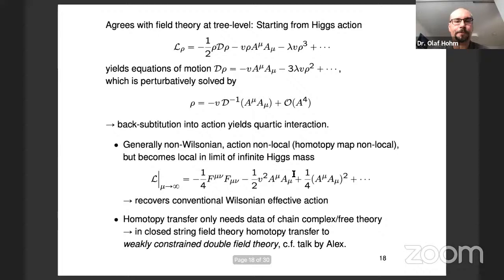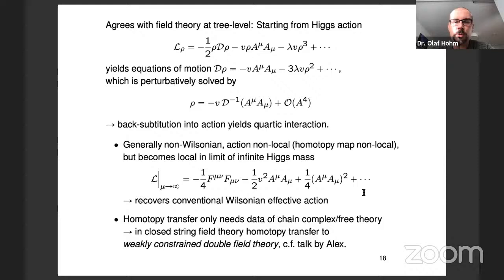Now, just as a side remark, you should think of this as a generally non-Wilsonian effective action, because we did not care here whether the field we integrated out is much more massive than the one we keep, or any conditions of that kind. And if you don't have conditions of that kind, you get something non-local. And that comes technically from the fact that the homotopy map is non-local. But of course, you can always consider the special case where you get the usual Wilsonian effective action. So for instance, in the limit of infinite Higgs mass, this calligraphic D just reduces to a constant. So this D minus one disappears and you get a term like this. So then that's just the usual local effective action where you have higher order interaction terms that are still local.